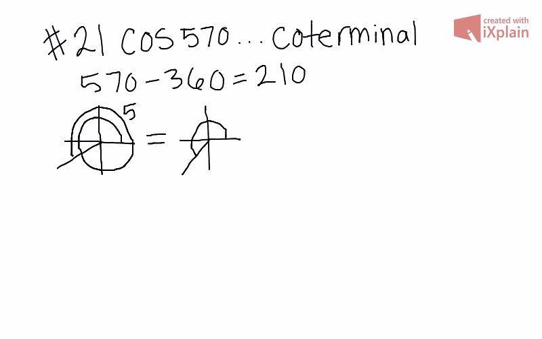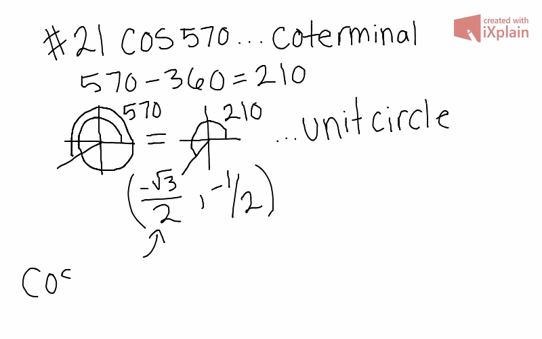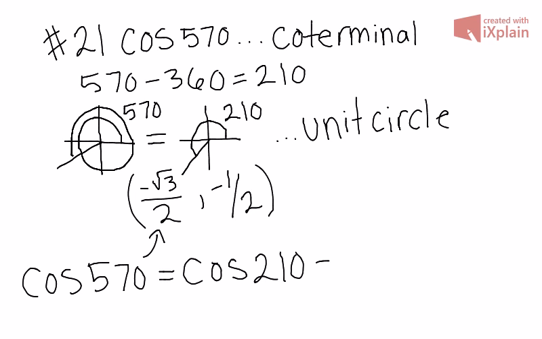So this way we can use our unit circle, right? They're the exact same angle, so we go ahead and use 210 degrees, and then we can look on our unit circle. So we look on our unit circle, and we see that the terminal point there is negative radical 3 over 2 and negative 1/2. Well, we want the cosine, right? So the cosine of 570 is the same thing as the cosine of 210, and that is negative radical 3 over 2. Okay.